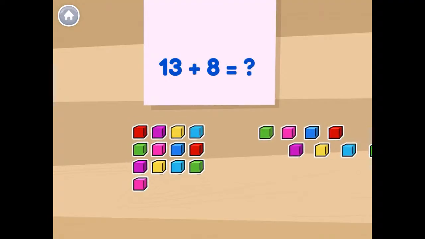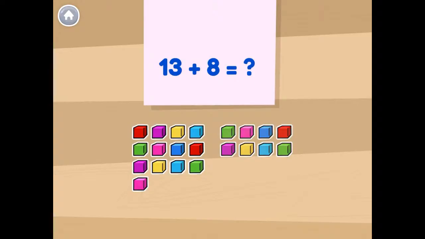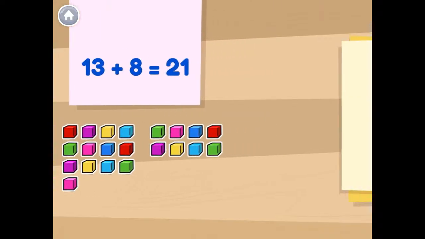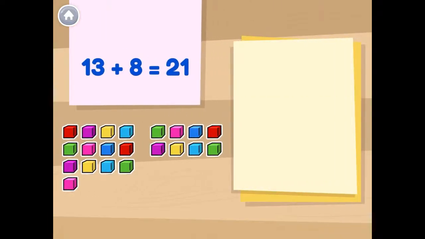Let's solve the equation 13 plus 8 using blocks. Here are 13 blocks and 8 more. That's 13, 14, 15, 16, 17, 18, 19, 20, 21. There are 21 blocks total. Piece of cake. Now let's solve it another way by adding from top to bottom.